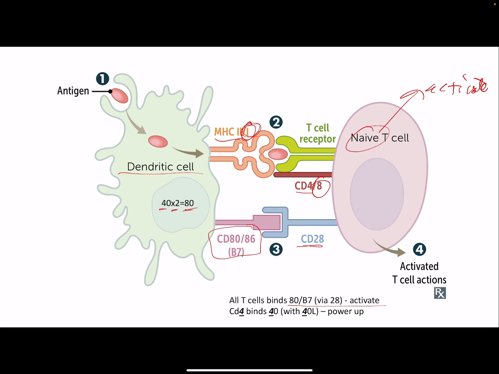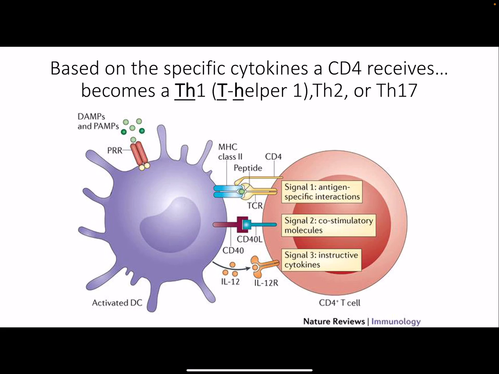This is just activation. And now the 4 goes with 40, and binds with just the 40 ligand, and that is the power up that we saw earlier, and we'll see again right now. So actually, no, not right now. Ignore these. But the point is that a dendritic cell activates a CD4 cell, right?